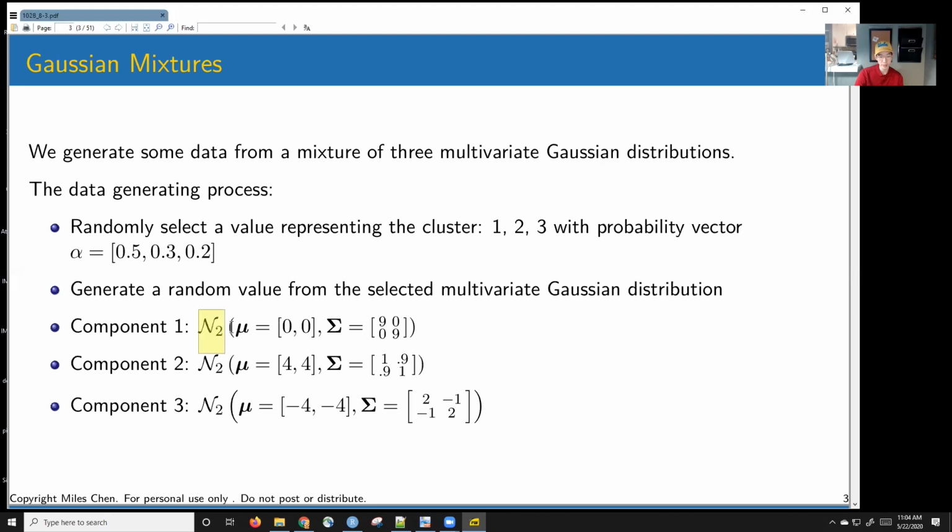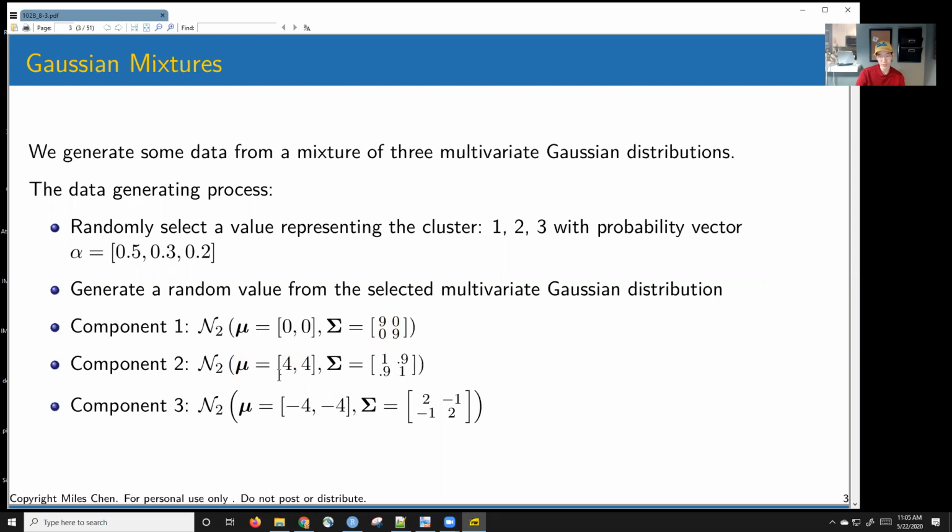Here our first component is a multivariate normal distribution centered at 0, 0, and has this variance covariance matrix. So variance of 9 and no covariance here. Then component 2 has mean 4, 4, and this variance covariance matrix. Its variance is 1 for each of the two dimensions, and there's high covariance between them.